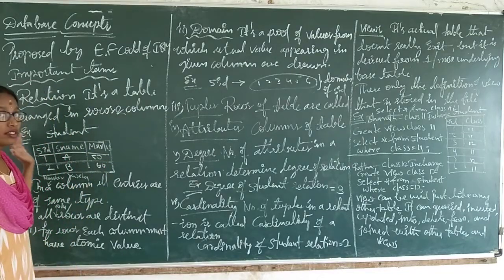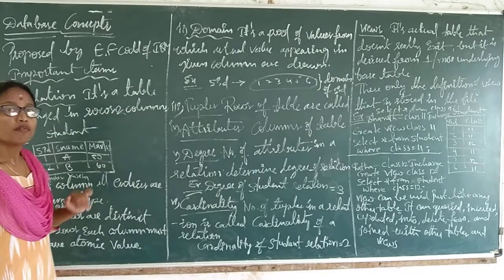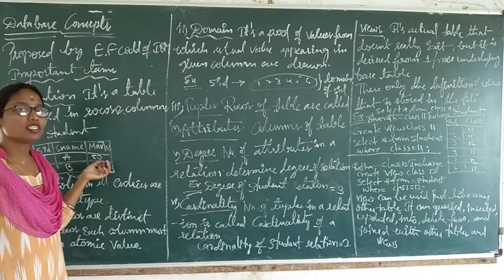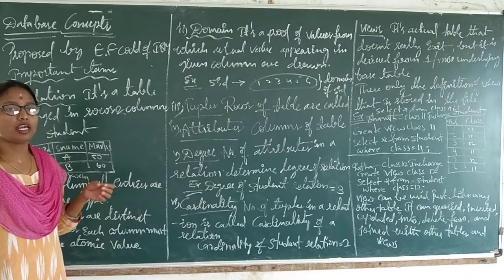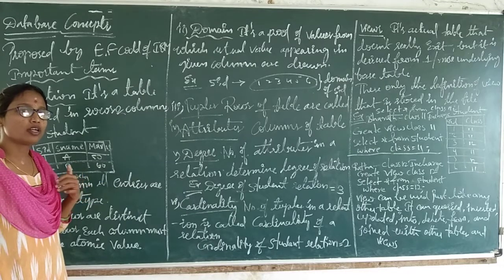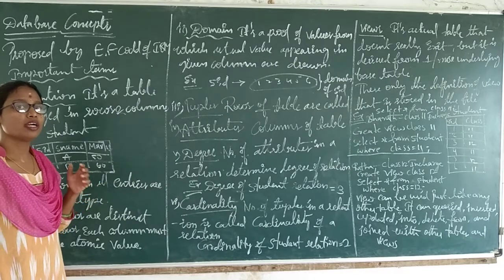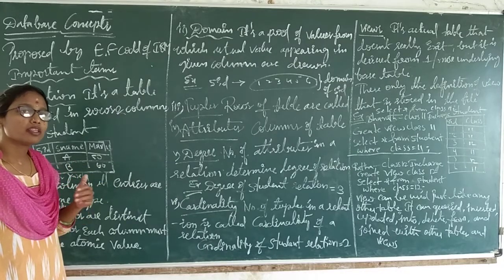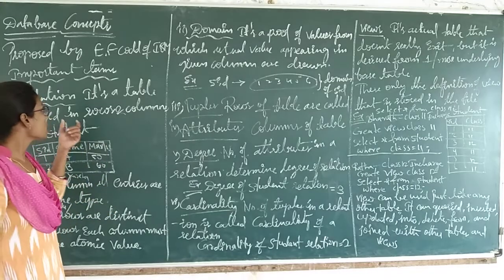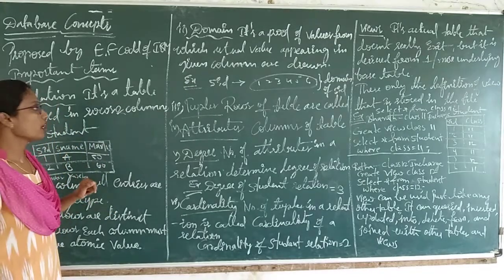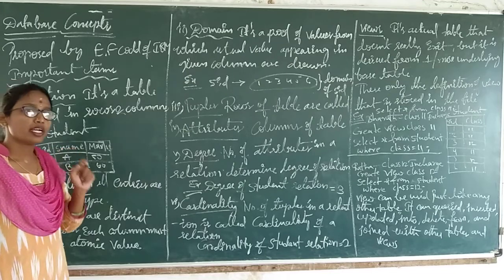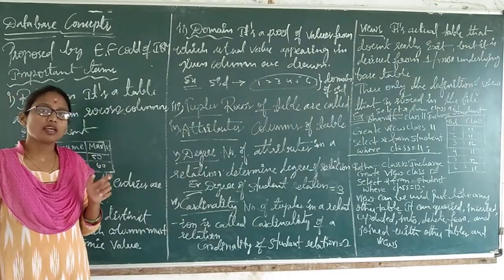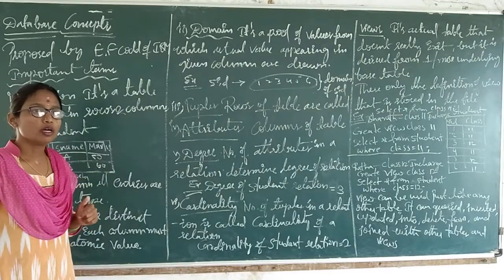The first one is relation. You know this relation from the previous lecture. Relation is nothing but a table. Whatever data or information we organize in a tabular format, we call it a relation. The relation is nothing but a table, and the table contains some rows and columns.